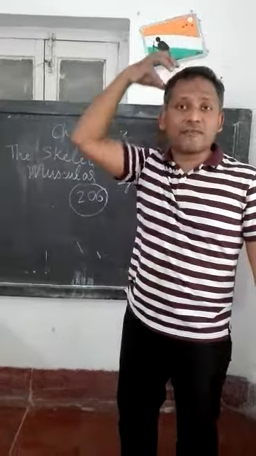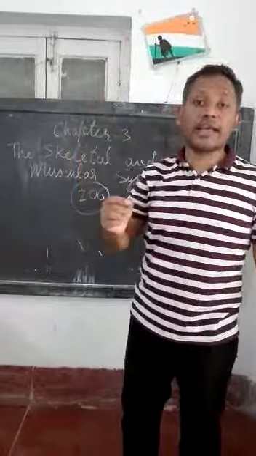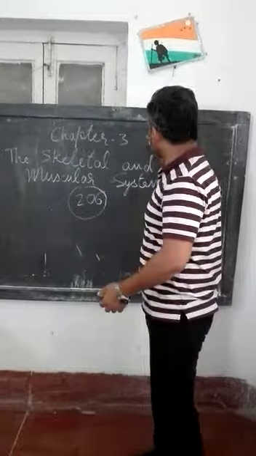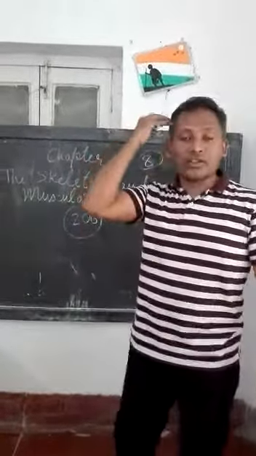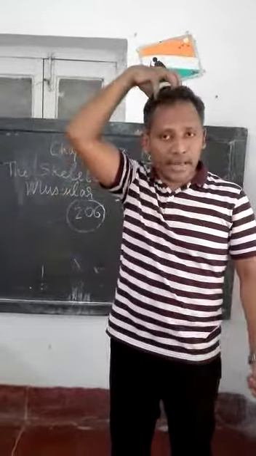There are 8 flat bones in the head. How many bones are there? There are 8 flat bones in the skull. So these 8 bones protect the brain.